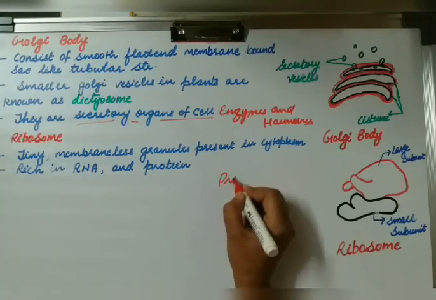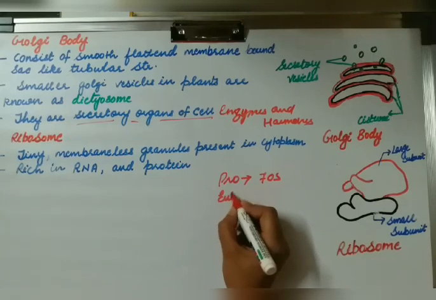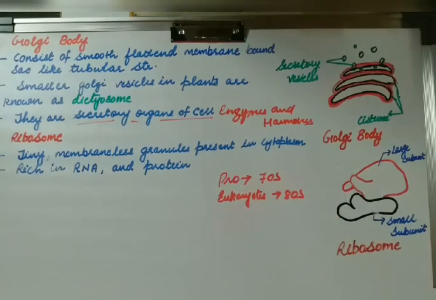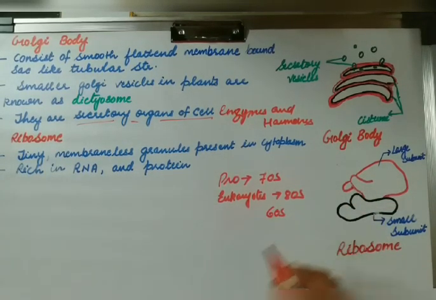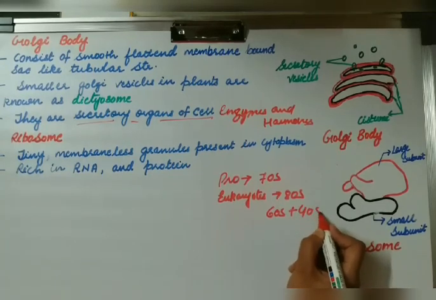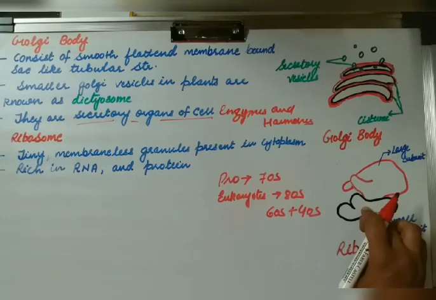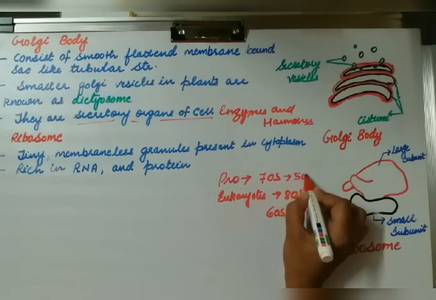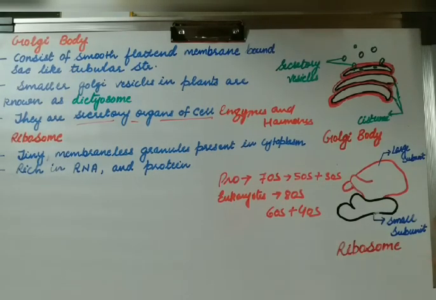In prokaryotes the ribosome is 70S, whereas in eukaryotes the ribosome is 80S. The basic structure is that it has a large subunit and a small subunit. In eukaryotes the large subunit is 60S and the small subunit is 40S, whereas in prokaryotes the large subunit is 50S and the small subunit is 30S. So this is the basic structure.